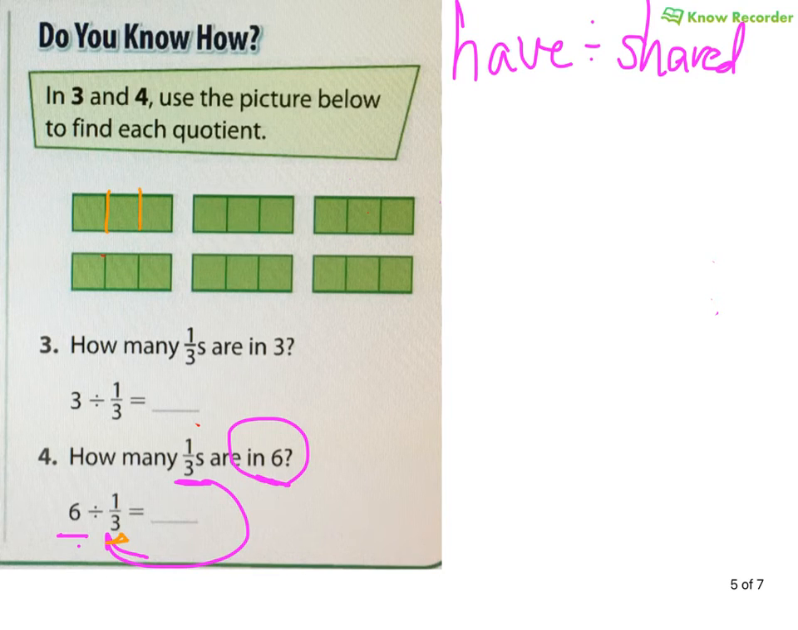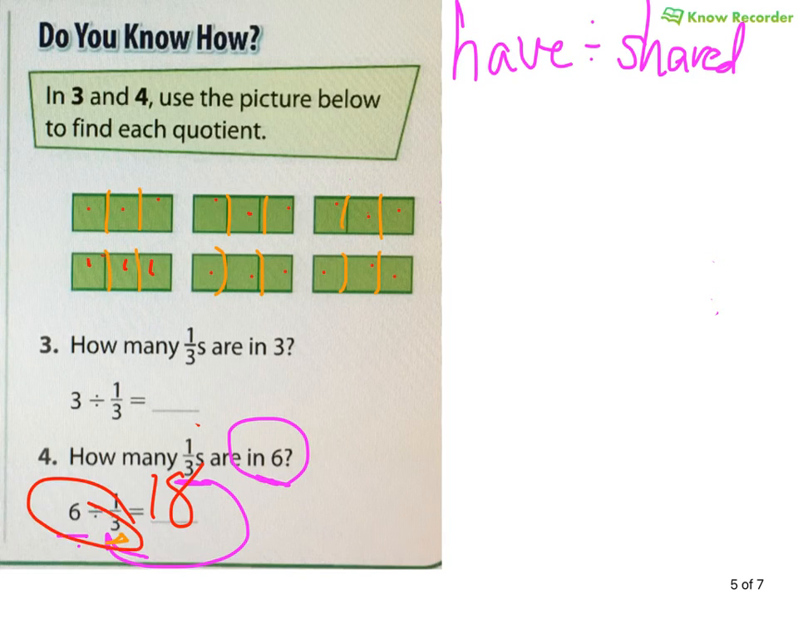The denominator tells you how many pieces are in a whole. Remember, vocabulary is the most important part of math. If you don't understand the words you're reading, you're not going to comprehend what to do. All right. I can count them up. 1, 2, 3, 4, 5, 6, 7, 8, 9, 10, 11, 12, 13, 14, 15, 16, 17, 18.